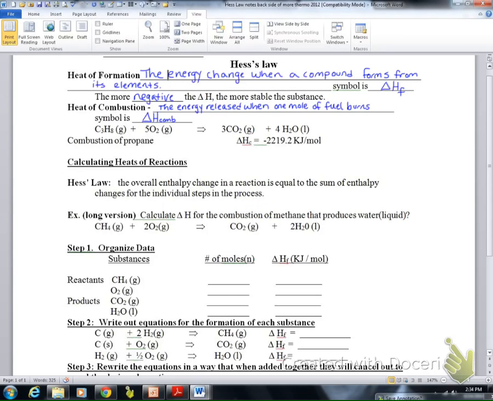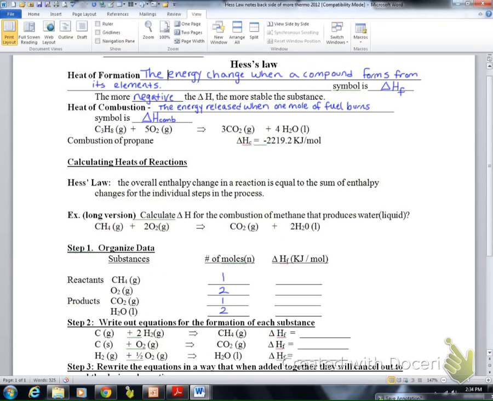So I'm going to teach you how to calculate it the long way first, and then you know how to calculate it the short way because that's what we did on the notes, so then I'll just reiterate how we can do that. So the long version, to calculate the change in H for the combustion of methane that produces water, is we'll have to have our parent equation, if you will, which is the actual combustion of methane, and then we're going to organize our data.